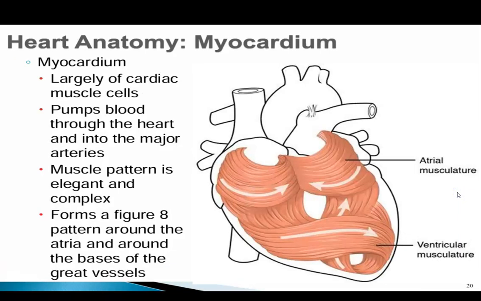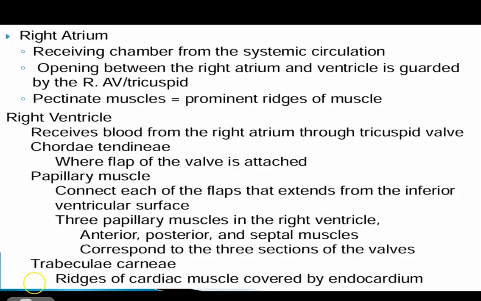The myocardium is made mostly of cardiac muscle cells, strong specialized muscles that work nonstop. These muscle fibers are arranged in a figure 8 pattern, especially around the atria and the base of the major arteries. This unique shape helps the heart contract in a twisting motion, which is much more effective at pushing blood out.